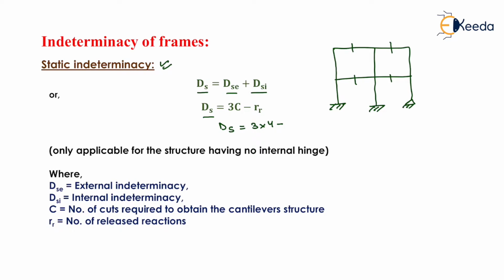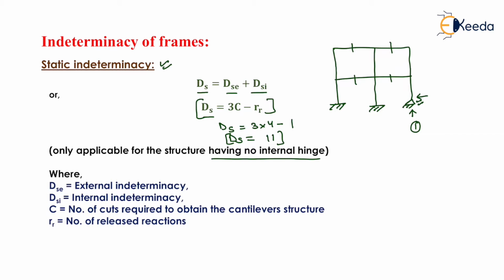Suppose that in this frame this support is hinge support. Now these have only two reactions, that is vertical and horizontal reaction. Now if we want to convert this support into fixed support, we require one more reaction here for the conversion of hinge support to fixed support. So the release reaction value will be equals to 1. It means that the number of reactions required to convert any support into fixed support is known as release reaction. Now we subtract here one value and it will be equals to 11, that is the static indeterminacy. Okay, now this formula is only valid when the structure or frame is having no internal hinge.